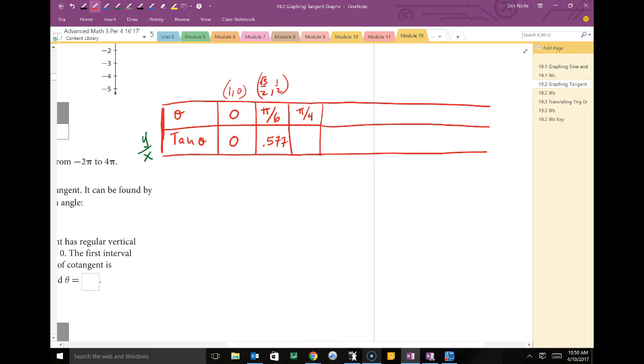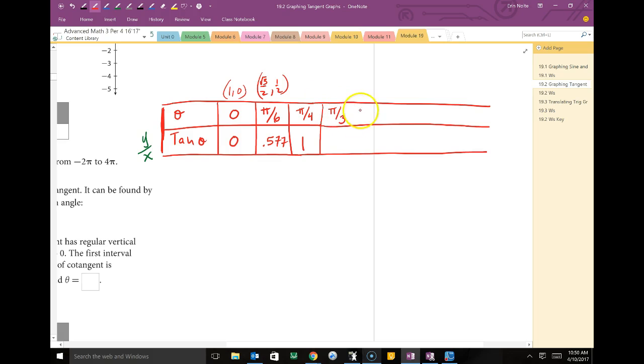Okay, moving along, we then hit pi over 4, and the ordered pair at pi over 4 is the square root of 2 over 2 and the square root of 2 over 2. So if you take the square root of 2 over 2 and divide it by the square root of 2 over 2, you get? It's hard to say, huh? And you just get 1, right? Perfect.